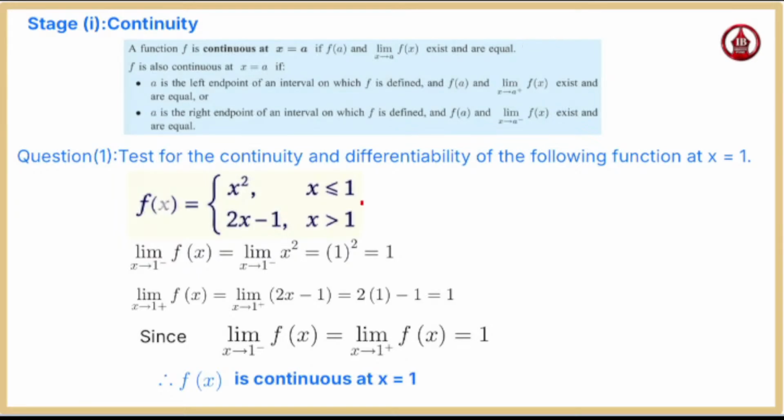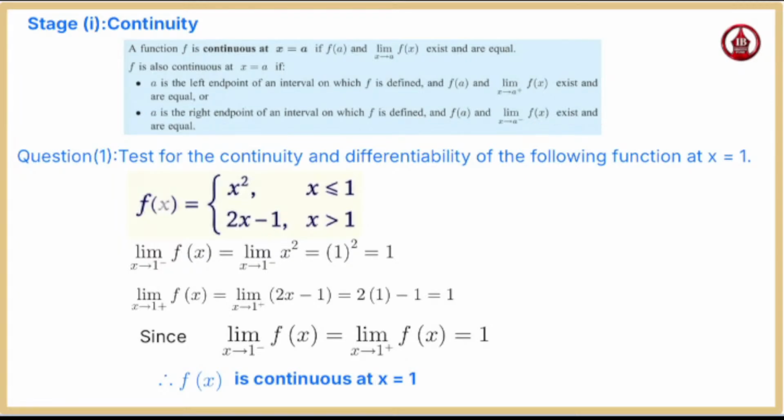But if you have a piecewise function like this question, which is on the thumbnail of my lesson, then f is also continuous at x equals a if a is the left end point of an interval on which f is defined, and f of a and the limit as x tends to a plus of f of x exist and are equal. Or a is the right end point of an interval on which f is defined, and f of a and the limit as x tends to a minus of f of x exist and are equal.